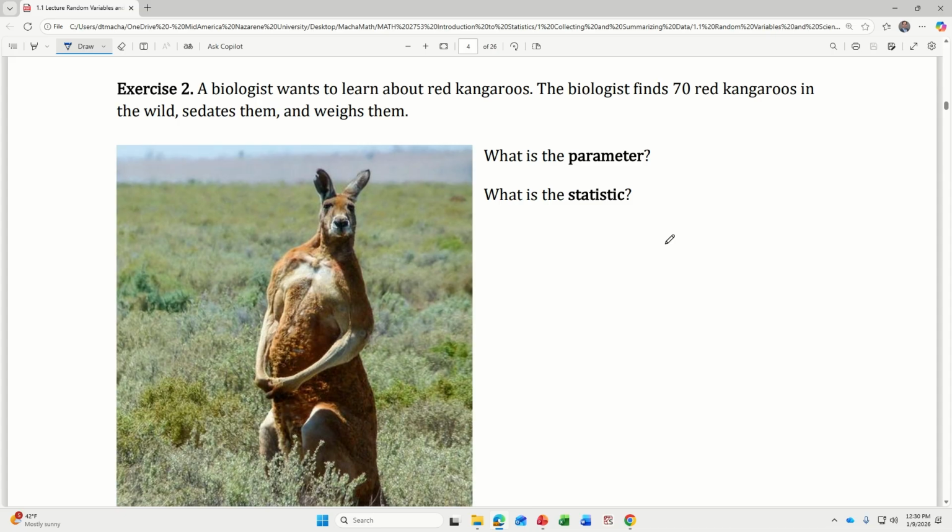That's something we're never going to know. We're never going to capture every single red kangaroo and weigh them. But we can find a subset. And so the subset gives us a statistic. The average for my sample weights is a statistic that estimates the population average, which is our parameter.